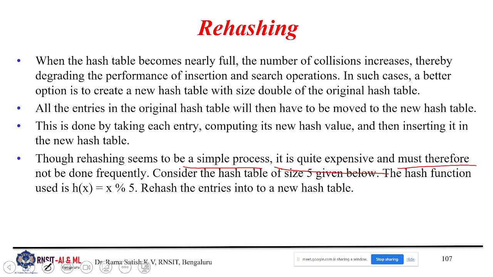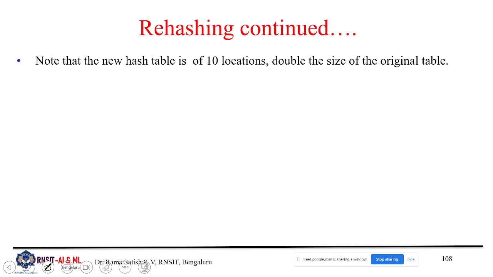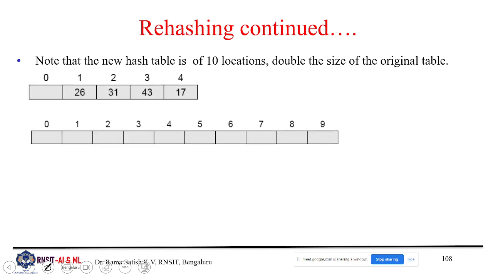So consider a hash table of size 10 given below. The hash function looks like this. After it becomes almost full, what happens? We have to go for it. So look here, this is modulus 5. Whenever we do modulus 5, these are the locations that we have got. When it is about to fill, there is only one element left. In that case, automatically the size becomes double. When size becomes double, what happens?